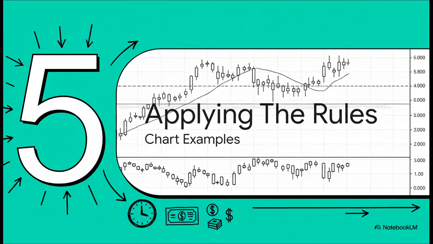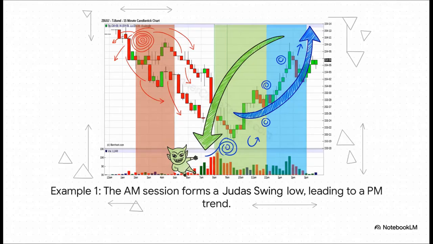Okay, the theory is great and all, but let's see how this stuff actually plays out on a real price chart. We're going to walk through a few examples and apply these session rules so you can see it in action. All right, take a look at this first chart. You can see the London session marked out in red. Now watch what happens during the New York AM session, the green box. See that sharp move down? It takes out the earlier lows, but then it immediately reverses higher.